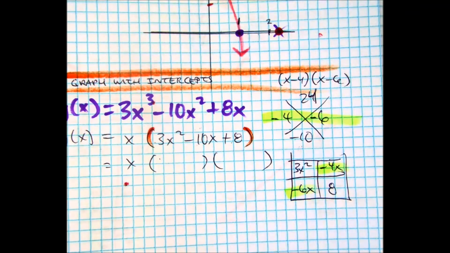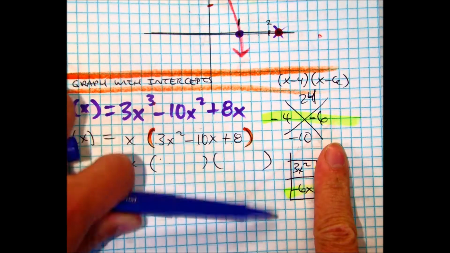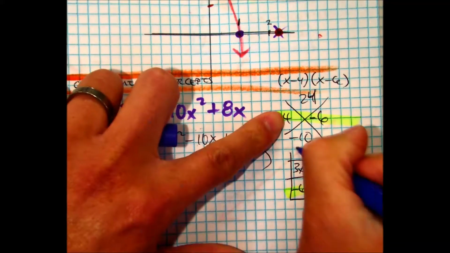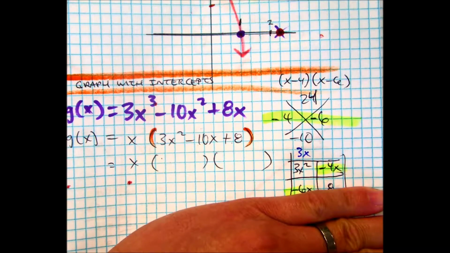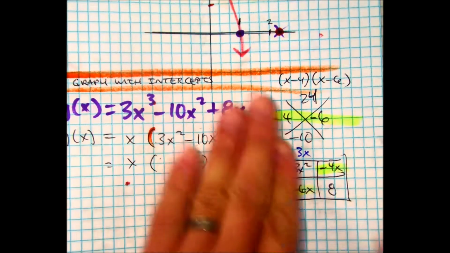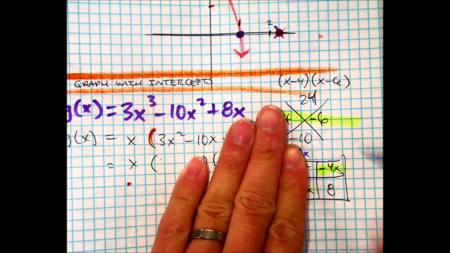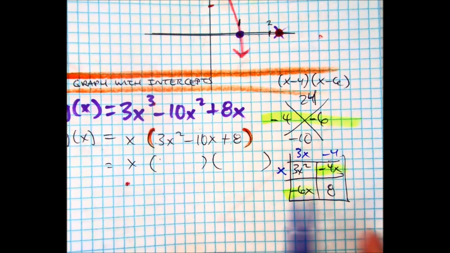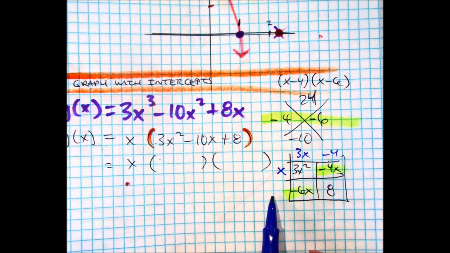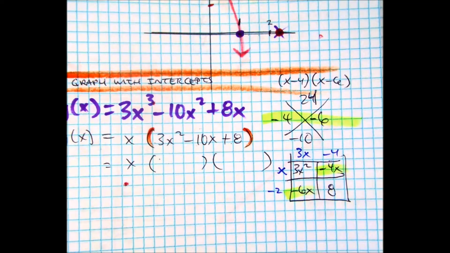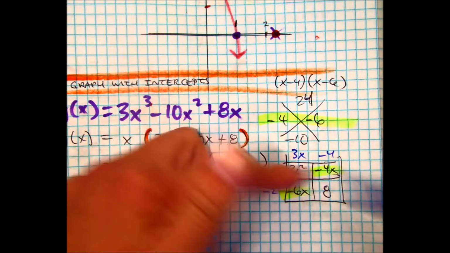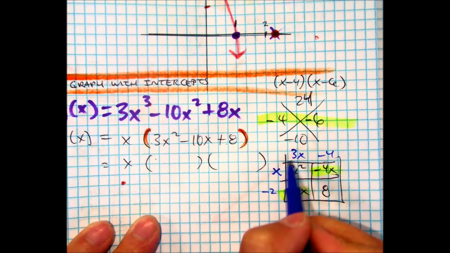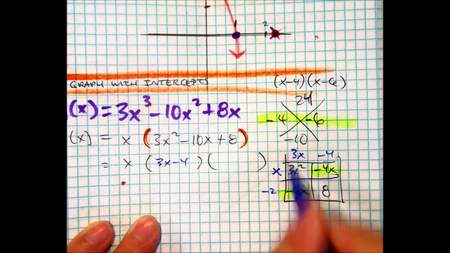Class, what is the GCF of this column? 3x. How about this row? How about this column? And the GCF of this one? It would have to be a negative 2. Here's the reason why. If you multiply these, they'll get what you have inside the boxes. Okay? So I would have gone 3x minus 4, x minus 2.